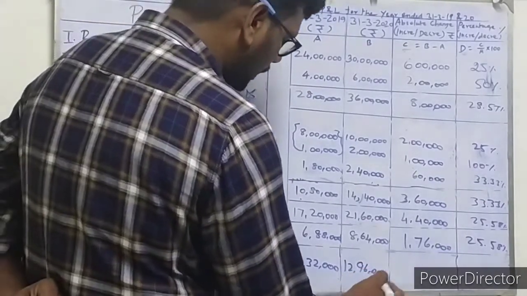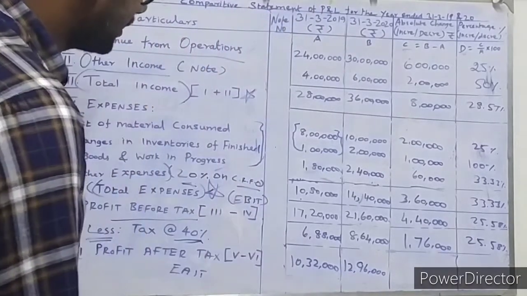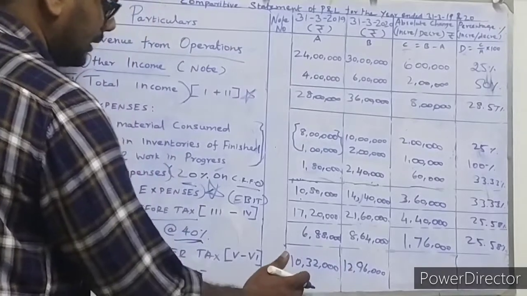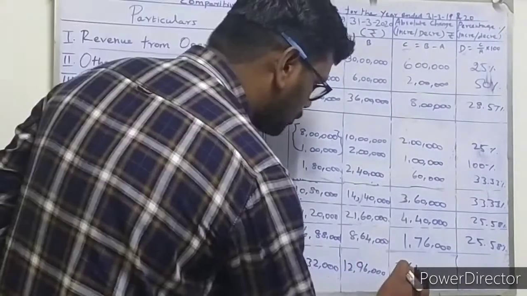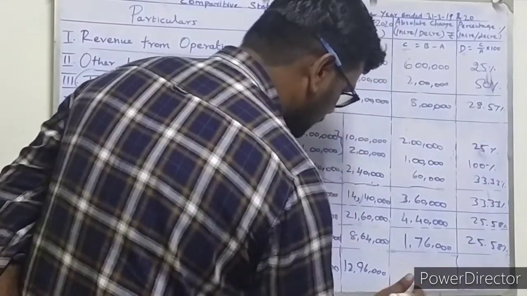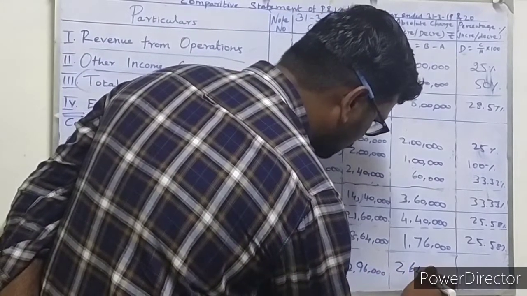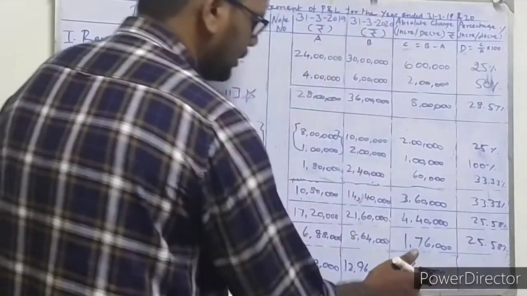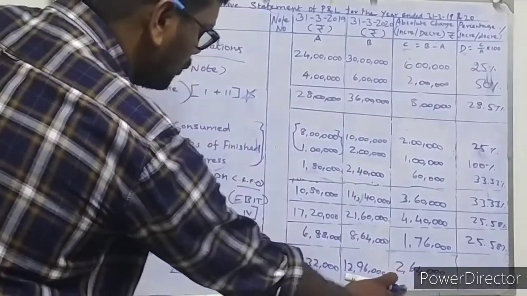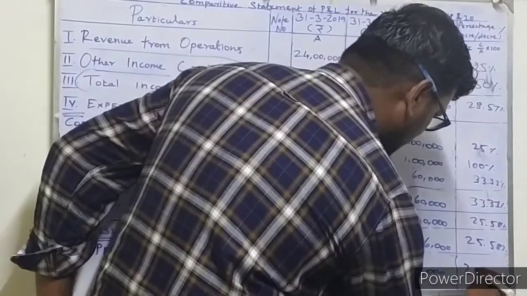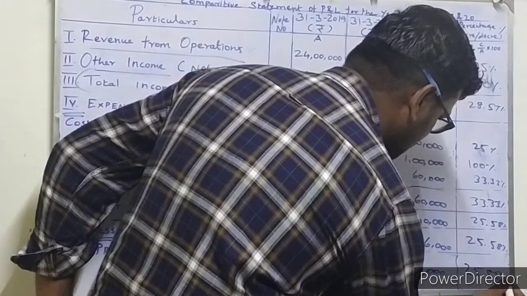Then I am going to do the horizontal analysis again, a comparison between these two. B minus A for C gives 2 lakh 64,000 rupees. Then it is the absolute change. Absolute change divided by previous year into 100 gives 25.58 percent.